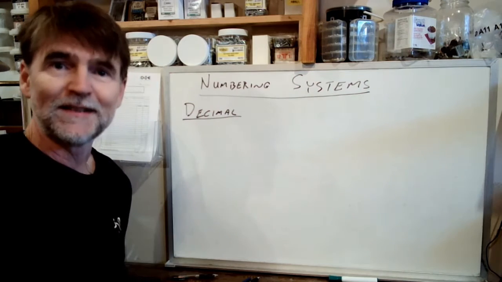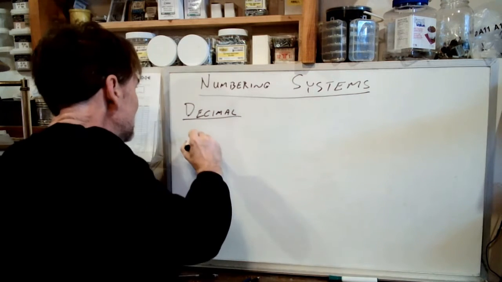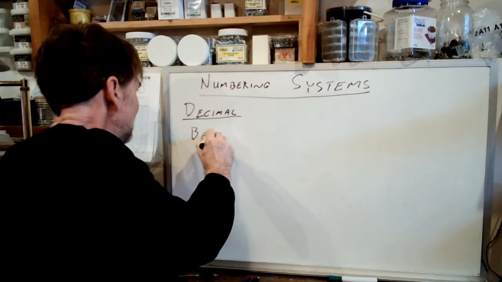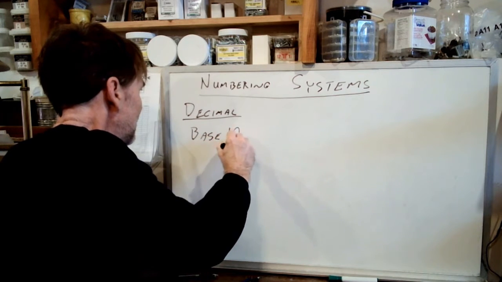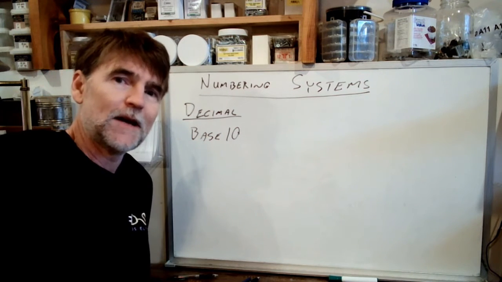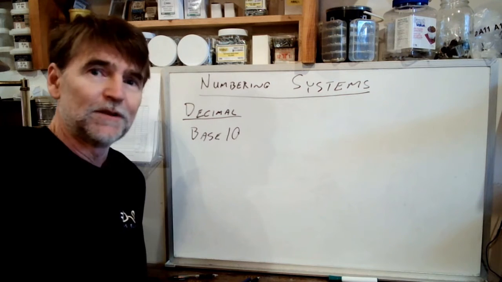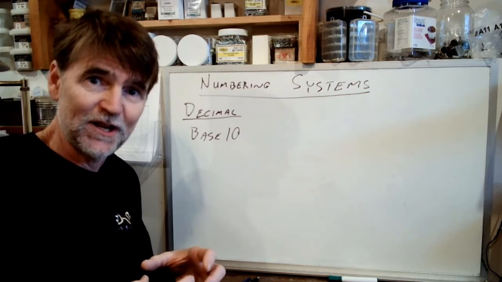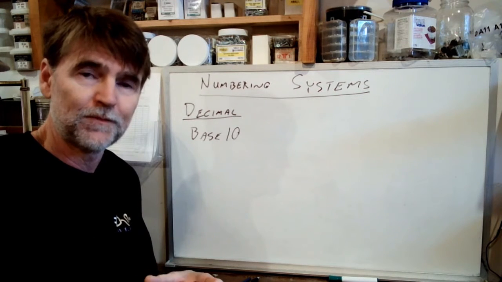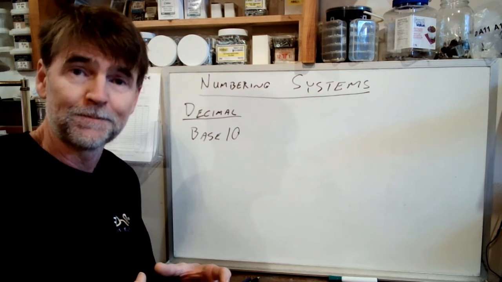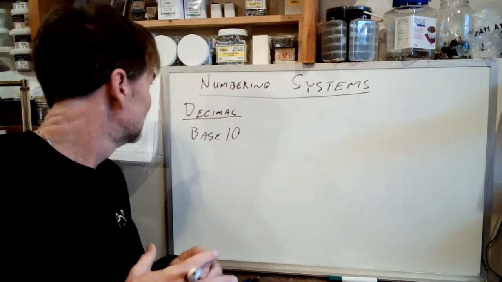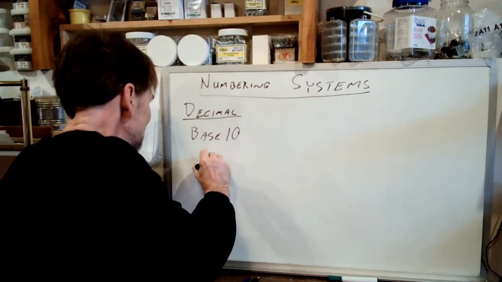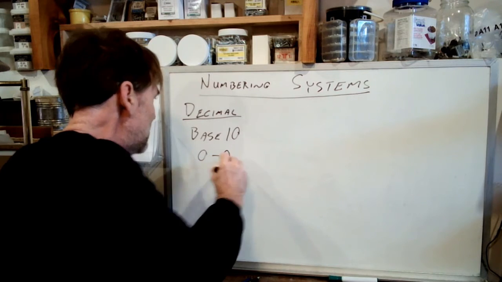It's referred to as the decimal numbering system. It's also known as base 10. The reason we call the decimal numbering system base 10 is because we have 10 unique digits that we use to count. And what are they? They are 0 through 9.